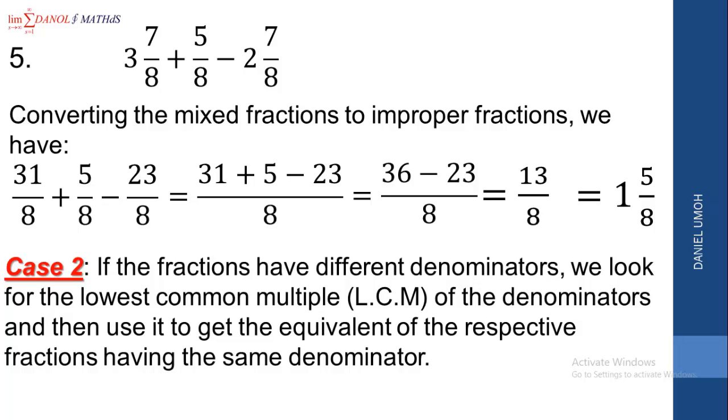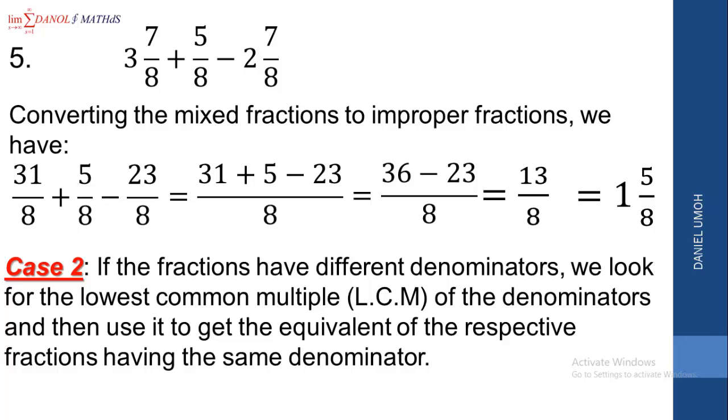Now, case 2 says, if the fractions have different denominators, what we are going to simply do is to look for the lowest common multiple, the LCM of the denominators, and then use it to get the equivalent of the respective fractions having the same denominator. In one of our lectures, we taught you how to find the LCM. So we are going to apply the knowledge of the LCM here in converting a fraction to an equivalent fraction.